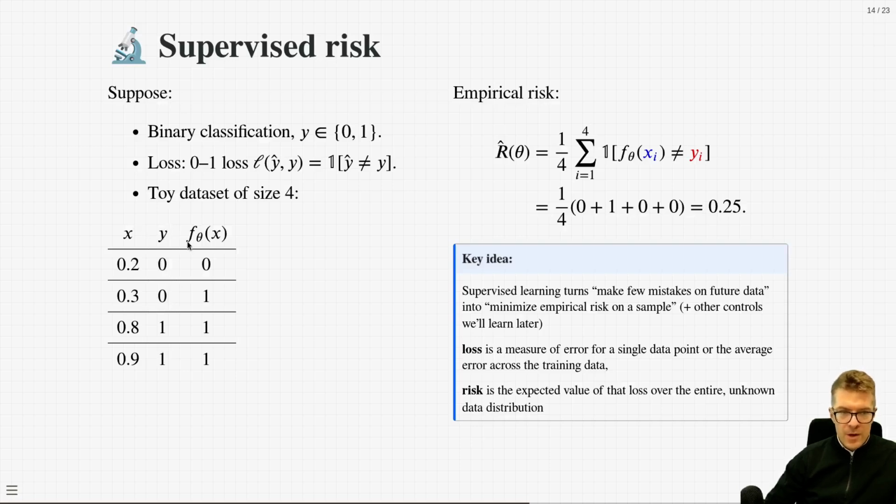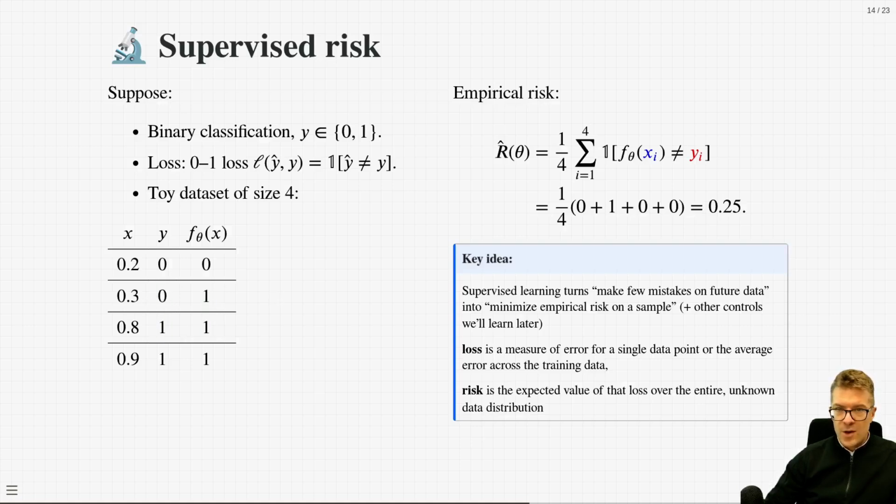And then imagine we have a model that's already trained. f_theta(x) gives these predictions over here. Sometimes, as you can see, the prediction is correct. So we predict 0, and the correct answer is 0. Sometimes we predict 1, and the correct answer is 1. And sometimes we get it wrong.